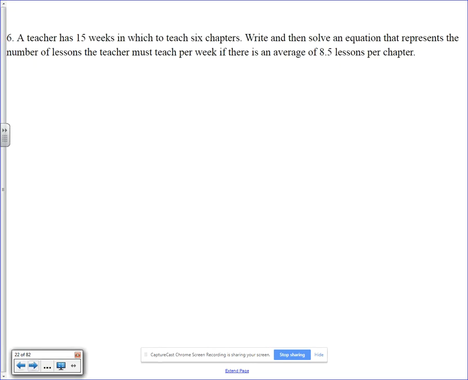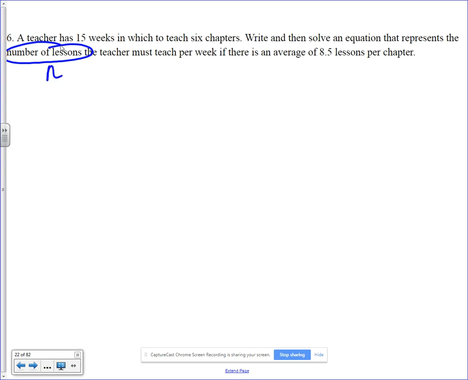A teacher has 15 weeks in which to teach 6 chapters. Write and then solve an equation that represents the number of lessons the teacher must teach per week if there is an average of 8.5 lessons per chapter. What am I trying to find? How many lessons I need to teach, right? What do you want to use for that? N for number of lessons.